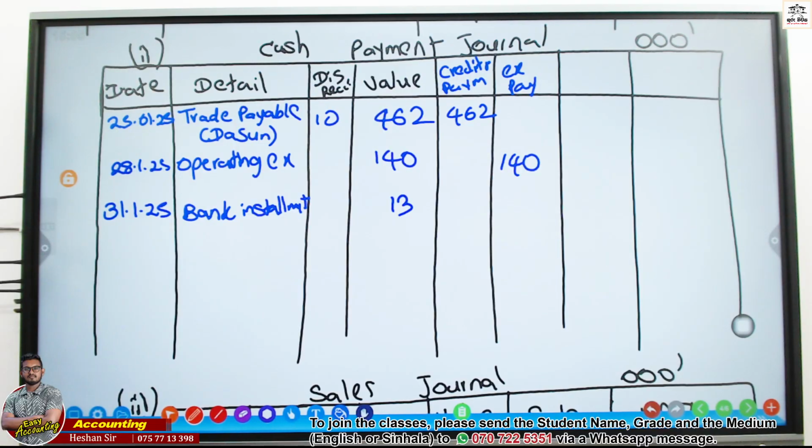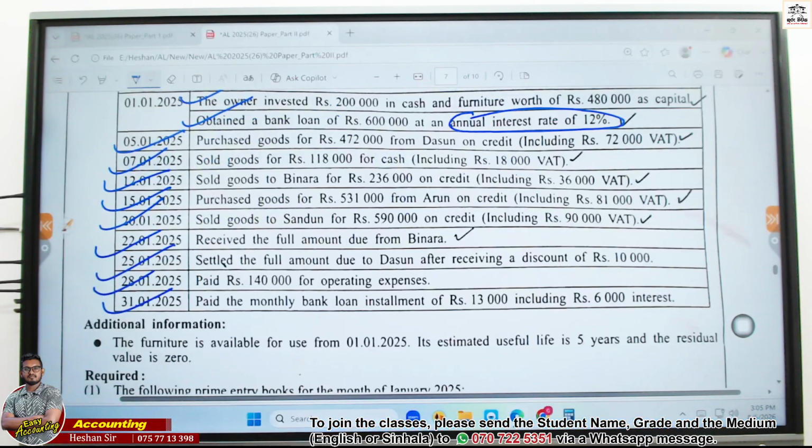So you can see including 6,000 interest, right? Including 6,000 interest. Send me a thumbs up. Can you hear me, guys? Including 6,000 interest. Can you hear me?